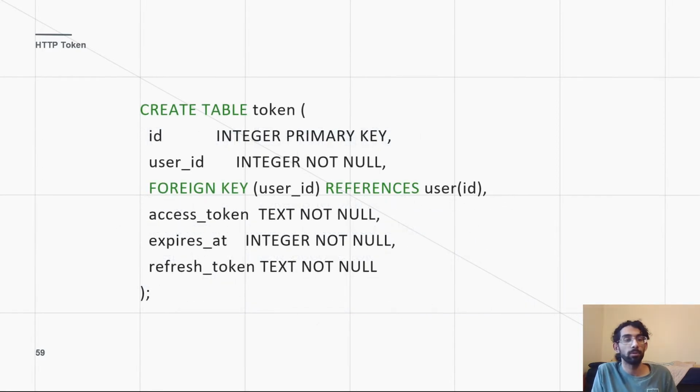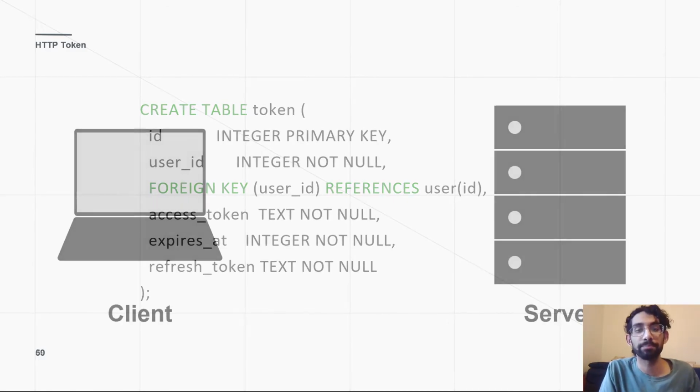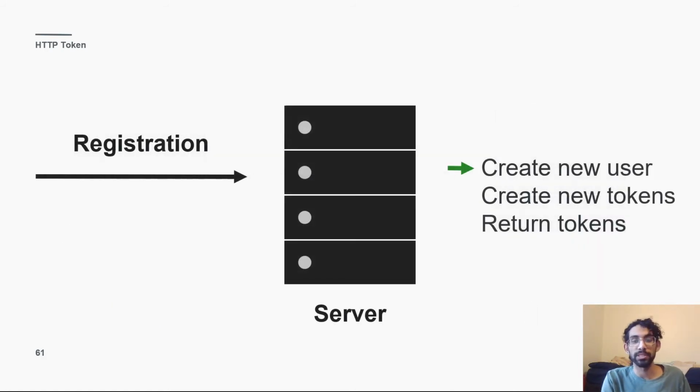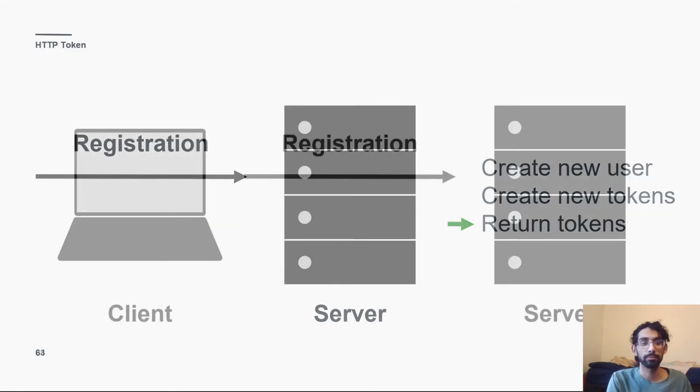Let's look at an example. Well, first, again, more stuff in the database. It's really not that hard to implement, right? You just create a new table that references users' IDs, has an access token, when it expires, and then another thing for the refresh token. So the client registers. This is pretty much the same as before, but they'll create new tokens, multiple this time, the refresh and the access, and return them.